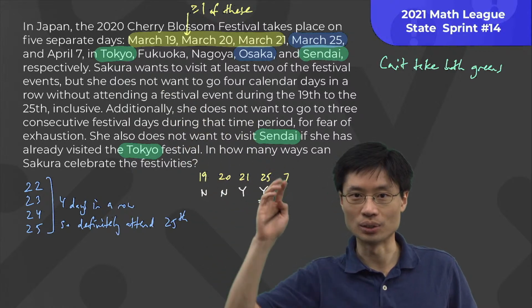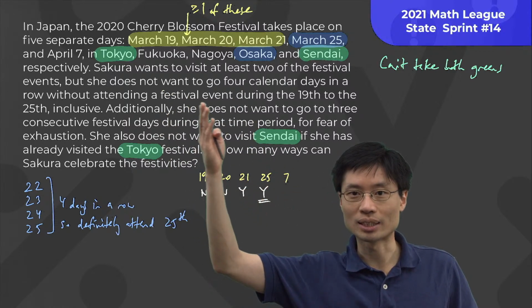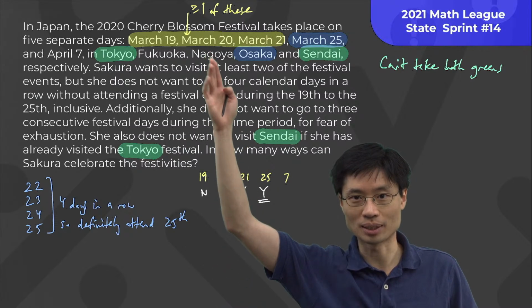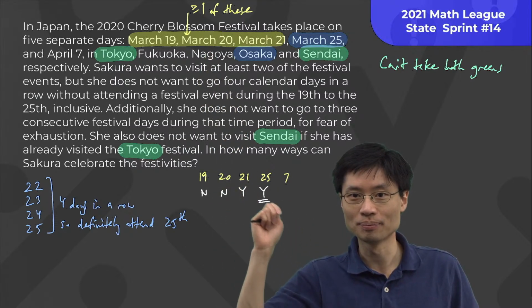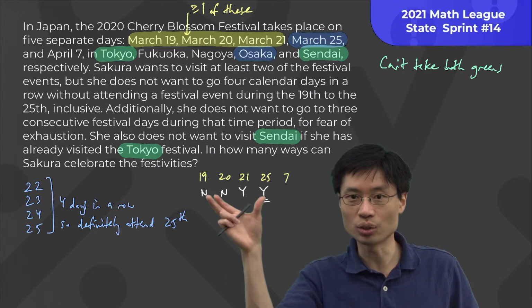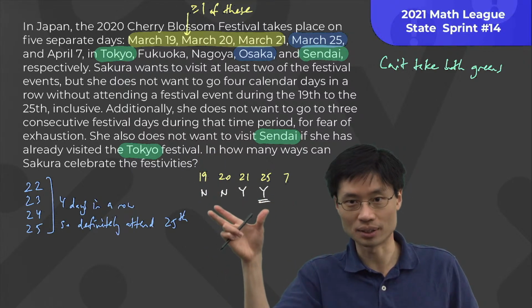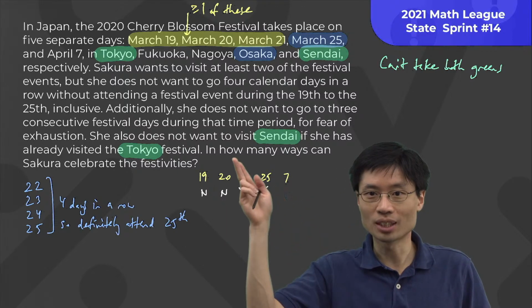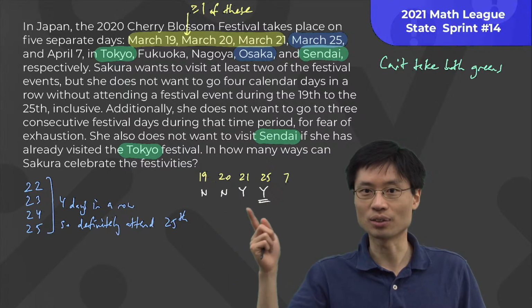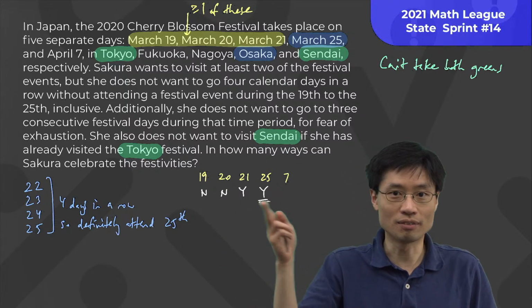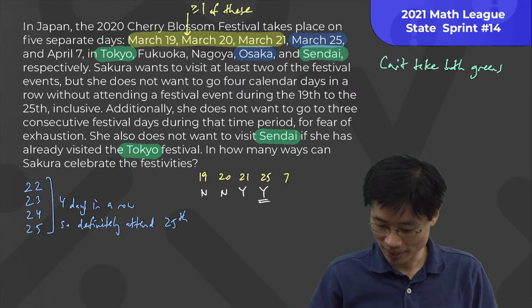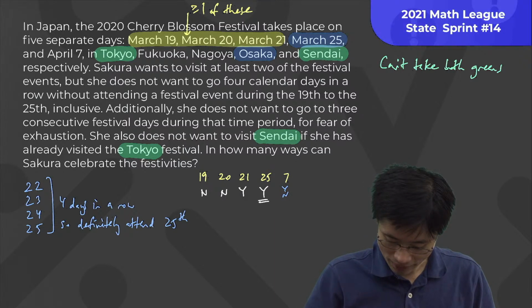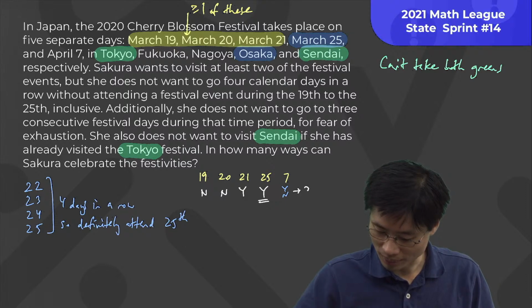I'm just reading this: wants to visit at least 2. That's already done here. Does not want to go to 4 calendar days in a row without attending. We already dealt with that possibility by forcing at least 1 from there. No 3 consecutive days during that time period, but that's this particular time period. That's satisfied. And now there's this last thing: does not want to go to Sendai if she has already visited Tokyo. Tokyo is the first one, but she didn't visit Tokyo. So there's 2 choices now. This one's either a yes or a no.